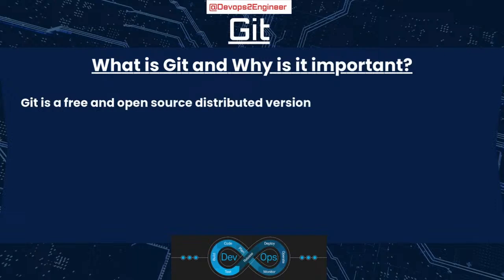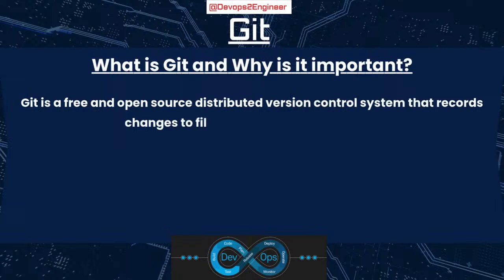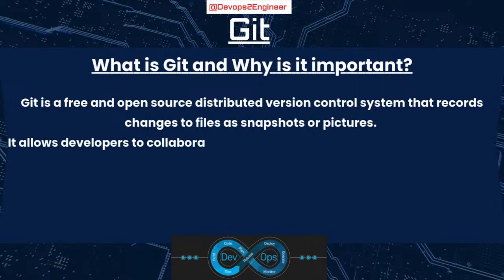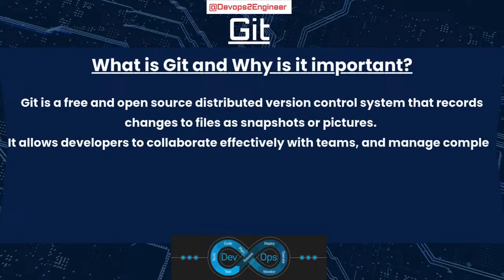Git is a free open source distributed version control system that records changes to files as snapshots or pictures. It allows developers to collaborate effectively with teams and manage complex projects with speed and efficiency. Git is very good with data integrity.